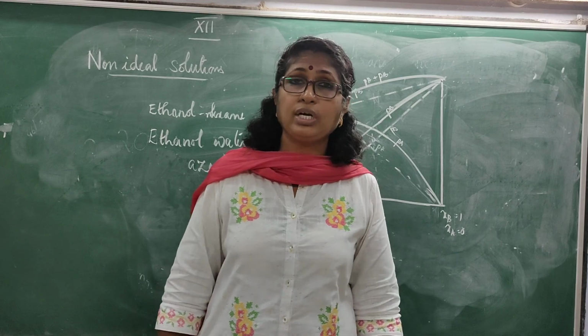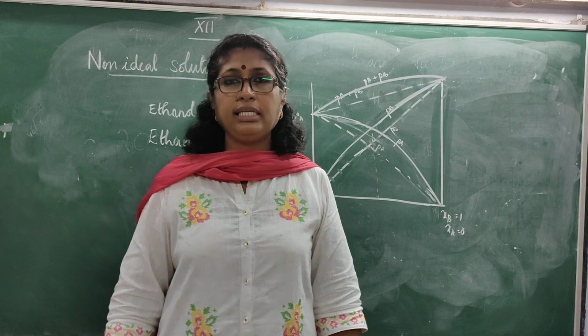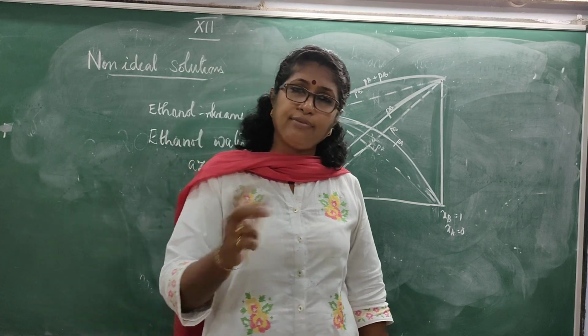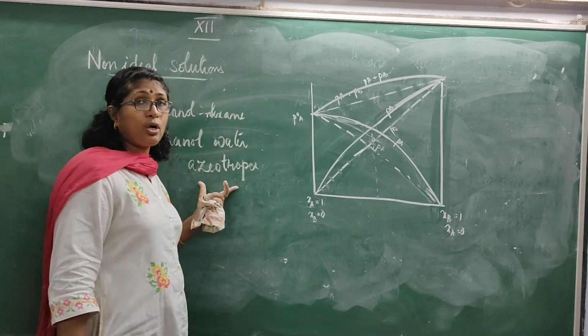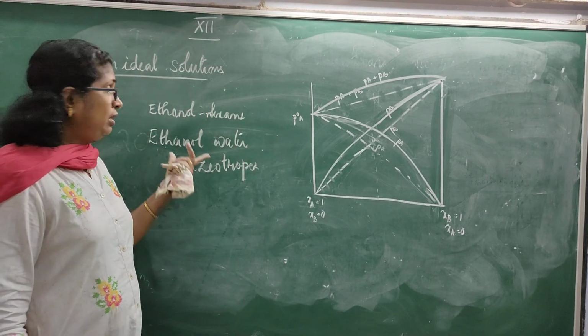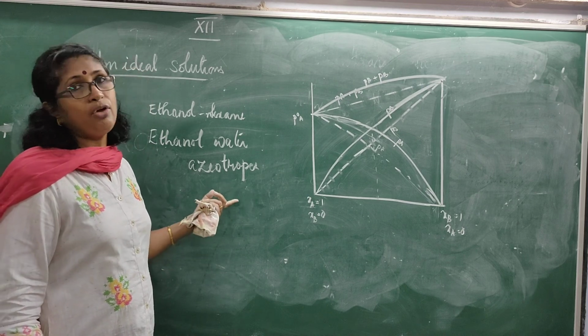That alcohol also contains some water. The distilled product also will contain some water. That is, 5% will be water and 95% will be ethanol. So this is an azeotrope. An azeotrope is a mixture which has the same composition in liquid phase as well as in the vapor phase.